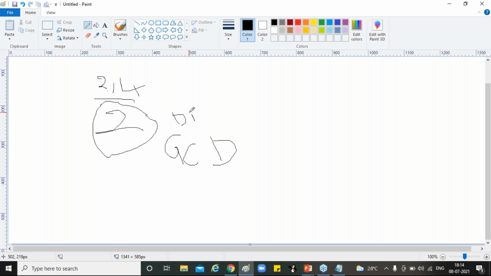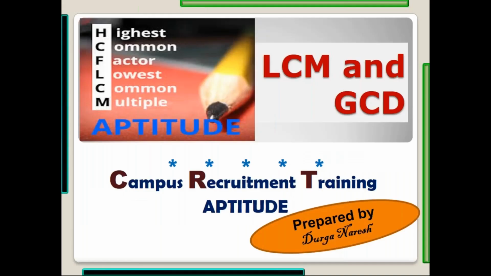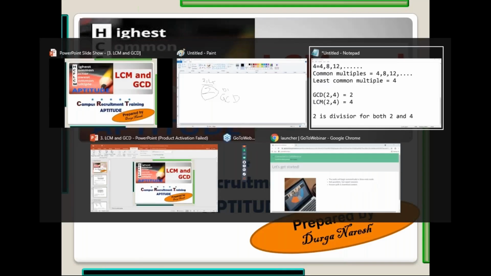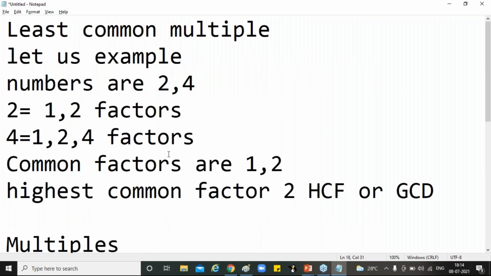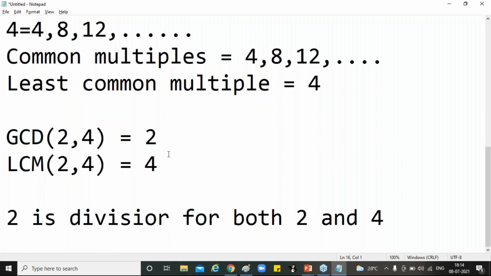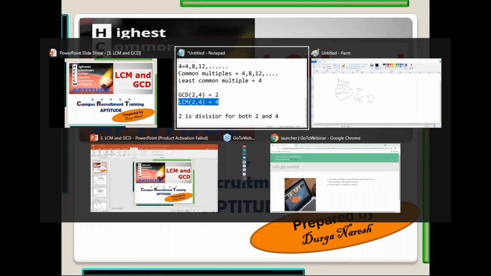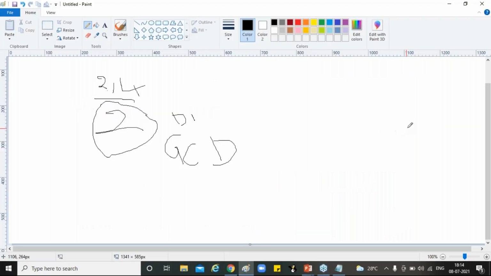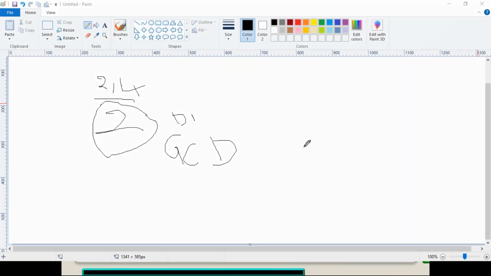Please understand the difference between LCM and GCD from the exam point of view. LCM of 2 comma 4 is 4. Whenever the LCM of 2 comma 4 is 4, 4 is always divisible by 2 comma 4.